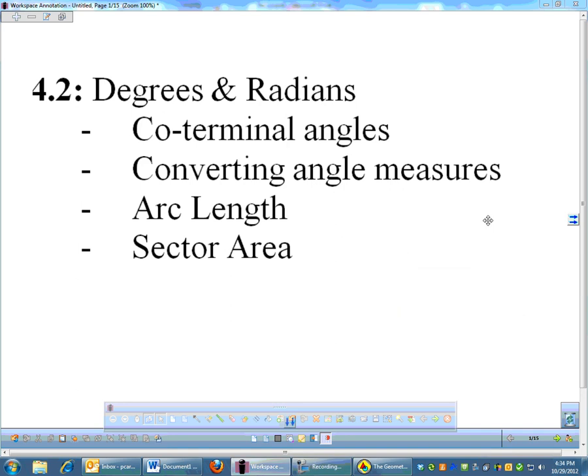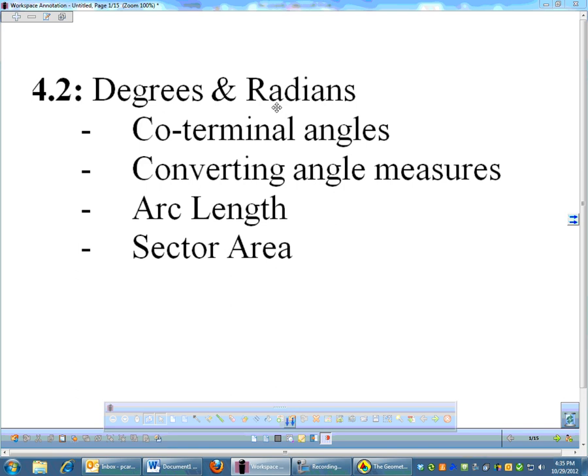Moving on in our triangles and angles chapter, looking at different ways to measure angles. I talked briefly about degrees and radians in the last lesson, but this one we're going to go into in a little more detail. Degrees and radians are different ways of measuring angles, kind of like you can measure distance in either feet or meters.